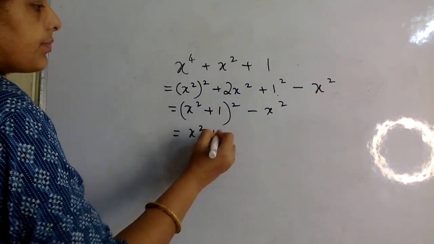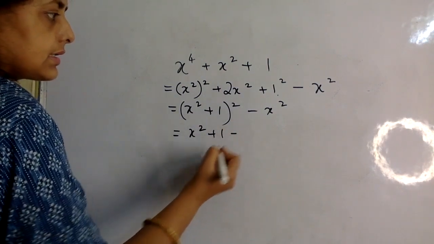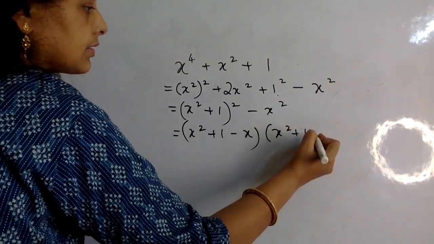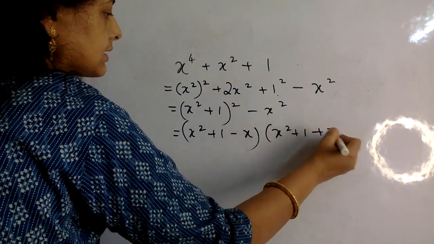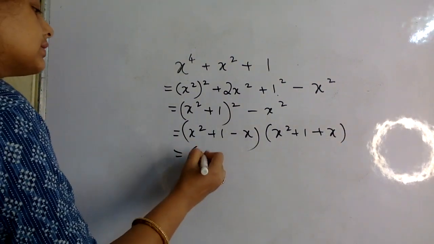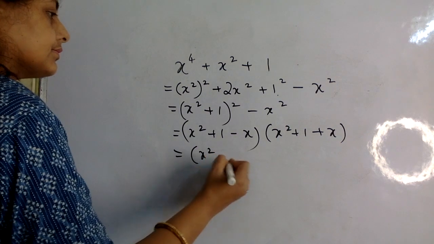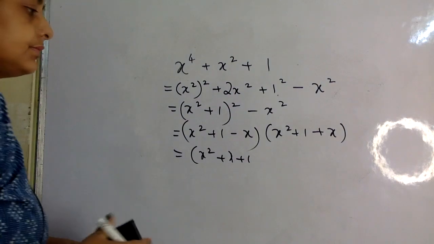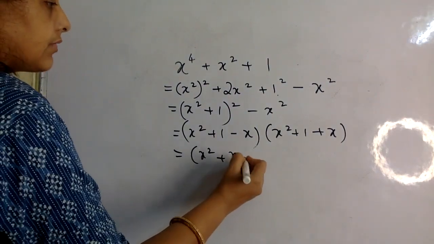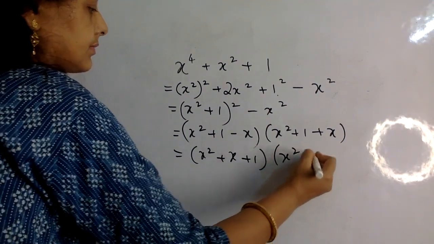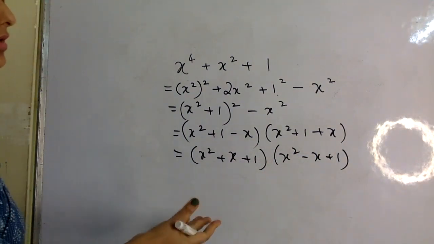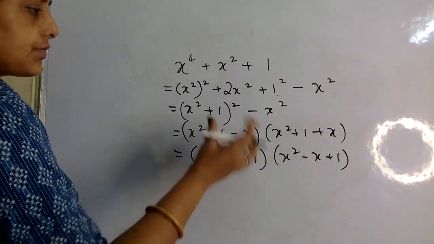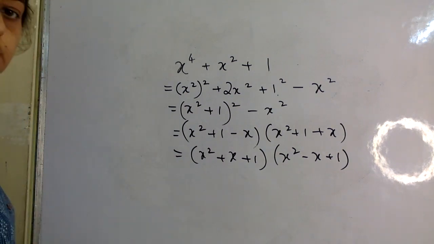Now this is my a and x is my b now, not x square. x square plus 1 minus x, that is a minus b, x square plus 1 plus x, that is a plus b. I can also write it like this, that is a more systematic way. It is the same thing, the only thing is I shifted this here and I shifted this one here. So that is my final answer.